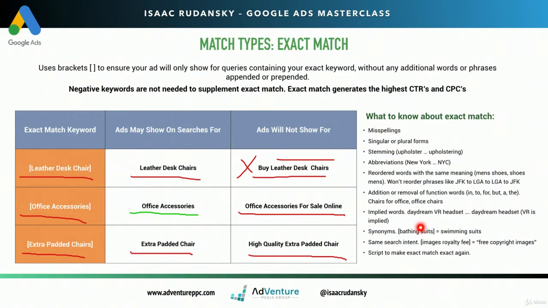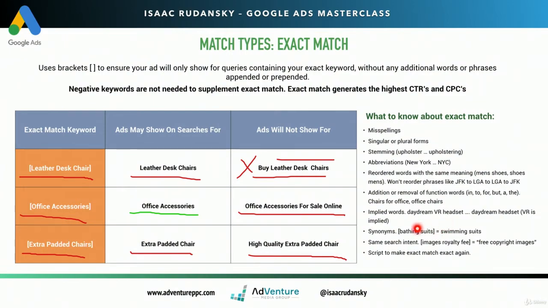Implied words. So Google gives this example on their site, Daydream VR headset. VR stands for virtual reality. So if Google knows that Daydream is a virtual reality headset company, and that's how they peg your search term, then if a person searches for a Daydream headset, they might consider the word VR to be implied, and it means the same thing as your keyword. They still won't show Daydream headset for sale because for sale is not part of your keyword, and you didn't necessarily imply that. But if it's specifically inherent to that product, then Google retains the right to trigger your exact match keyword.